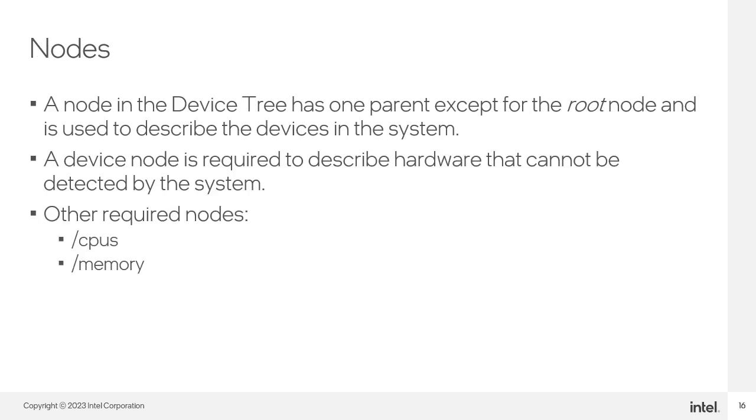A node in the device tree has one parent, except for the root node, and it is used to describe the devices in the system. A device node is required to describe hardware that cannot be detected by the system, as we mentioned before. Those devices that are attached and detected might not necessarily require being described as nodes in the device tree. In addition to a root node, some nodes are required for the device tree, such as CPU or memory nodes, which will be described in detail in the following slides.